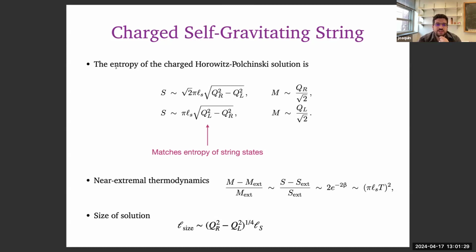Okay, applying the solution generating technique, they compute the entropy of this charged Horowitz-Polchinski solution, and they get the following answer when the mass is close to QR over square root 2. This entropy that they get close to this BPS limit matches exactly the 4 pi square root NW in the beginning. I realize I didn't write it, but there is a relation between QR, Q left, and N and W such that this quantity is precisely the 4 pi square root NW.